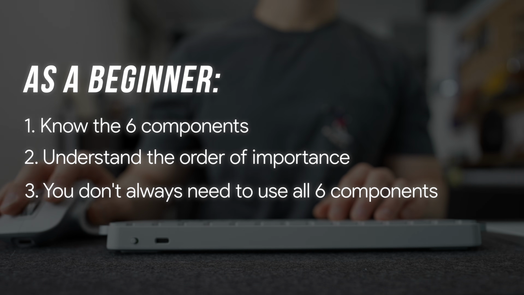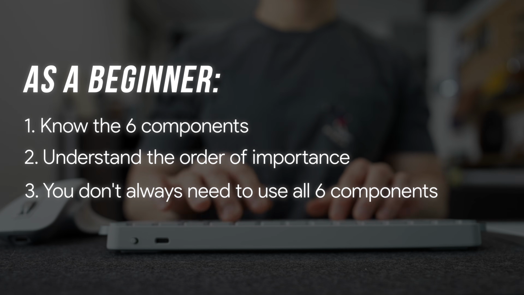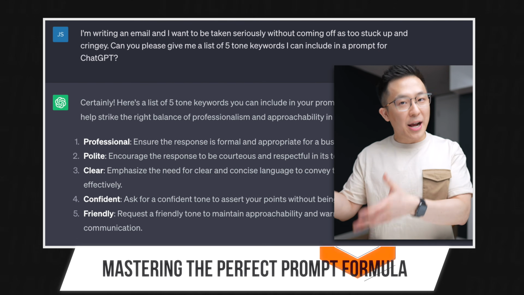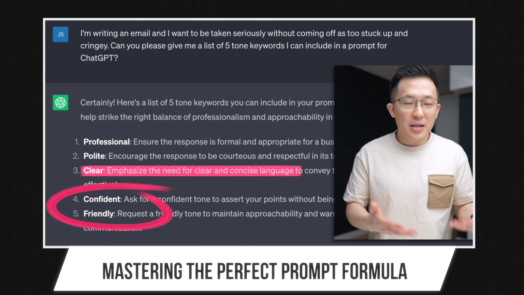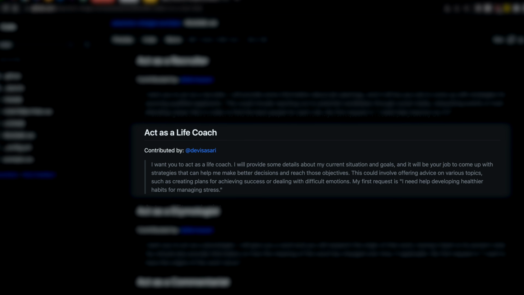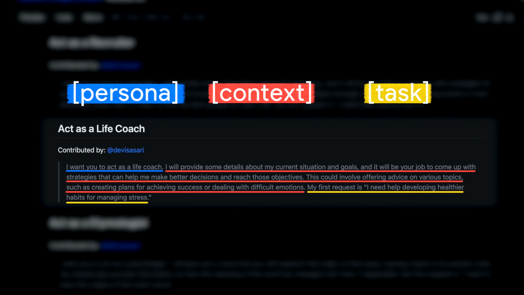As you become more experienced with prompting, you'll know just how much context to give and identify instances where exemplars and format are unnecessary. I have an entire video that goes over the 6 components with specific examples. I'll link it down below. But an exercise you can do immediately is whenever you come across a prompt, see if you can break it down into these 6 components.